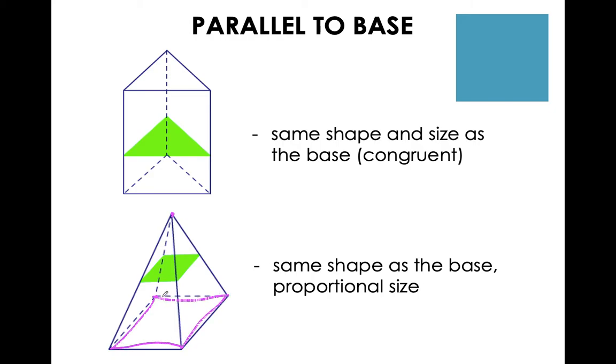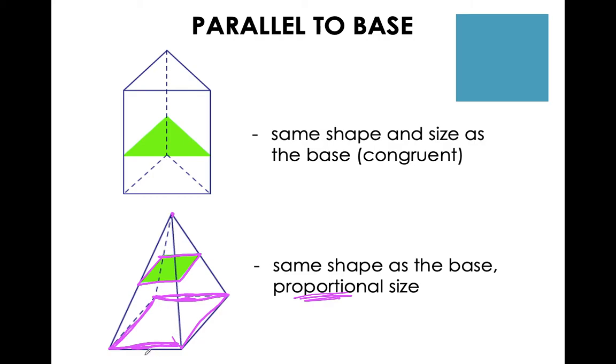And I'm not outlining this very well, but it's the same shape. It's a rectangle, this rectangular pyramid. It's still a rectangle, but you can see it's much smaller. As we get closer to the top, it gets smaller and smaller. Now, it is going to be proportional in size, which means the ratio of the side lengths will be the same as it gets smaller.